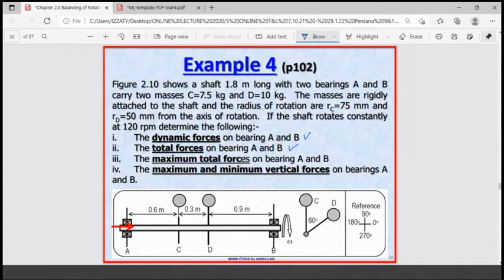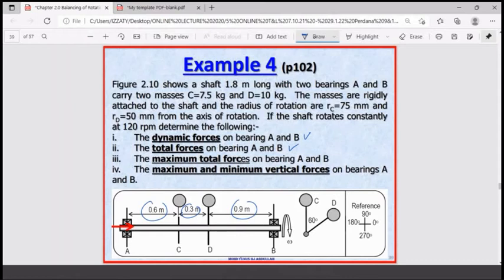Okay, let's assume you have what you have here. You can turn to page 102, your solution. I'm going to explain based on what you have in your hand. Now, the figure shows a shaft of 1.8 meters: 0.6, 0.3 and 0.9 add up to 1.8 meters, with two bearings, A and B.